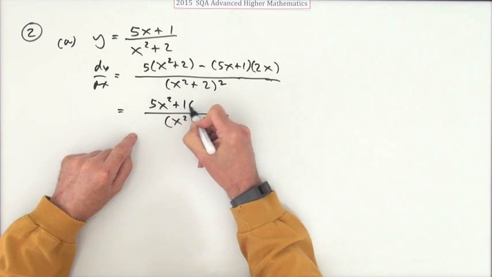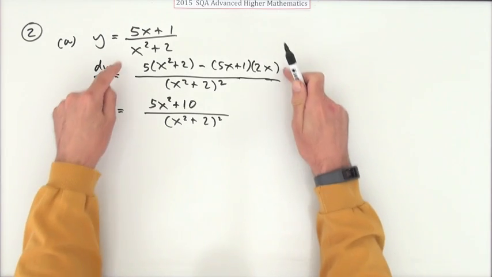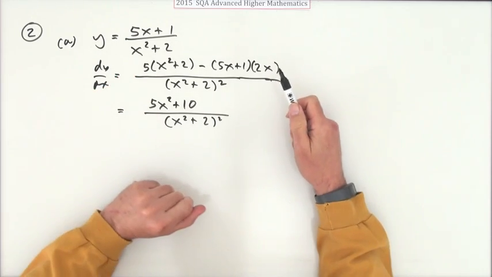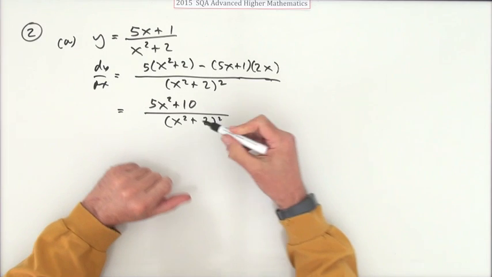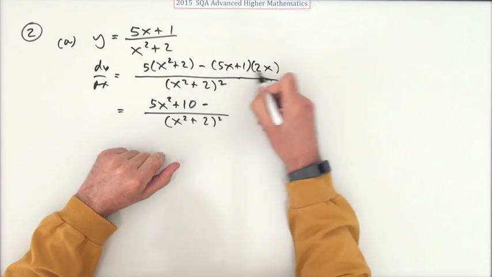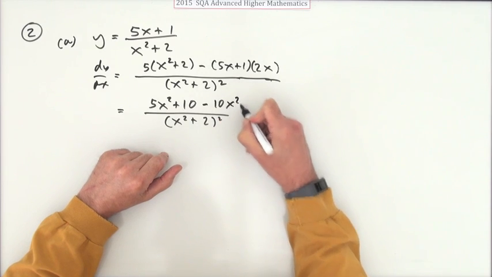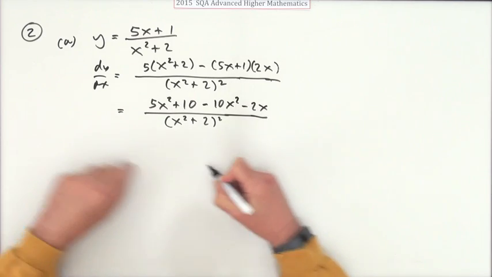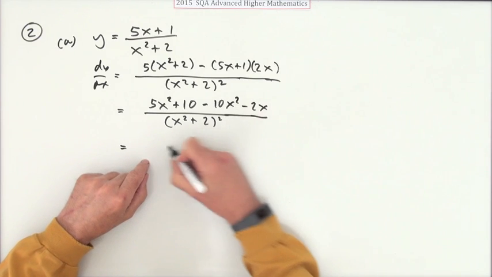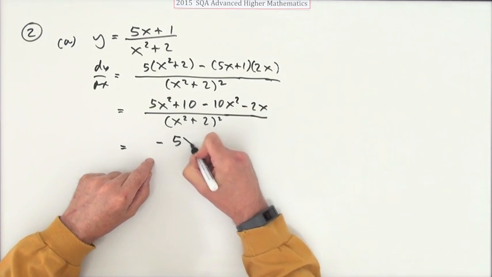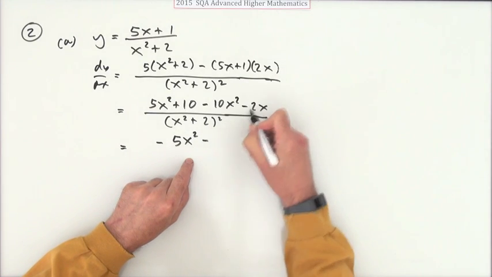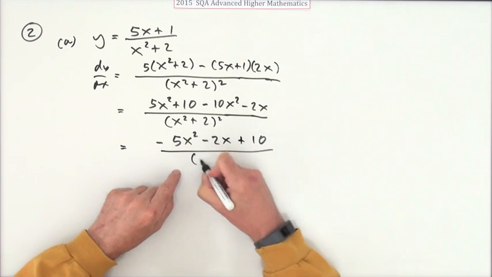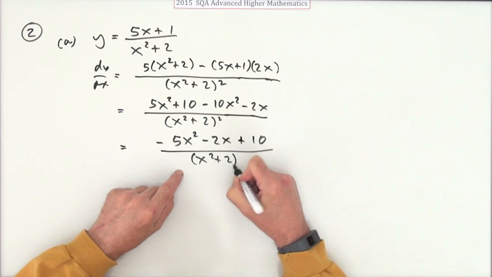5x squared plus 10, or does it just mean simplified as in don't just leave it lying about like this? Because you're used to being lazy like that in the Higher and just leaving things lying around. Minus 2x times that, that's minus a 10x squared and minus a 2x. So tidying that up, I've got, unfortunately, a negative 5x squared and a minus 2x, but a plus 10 over x squared plus 2 squared.